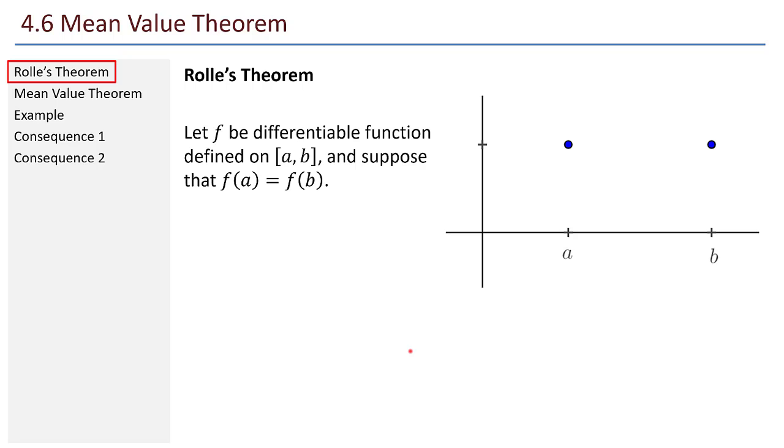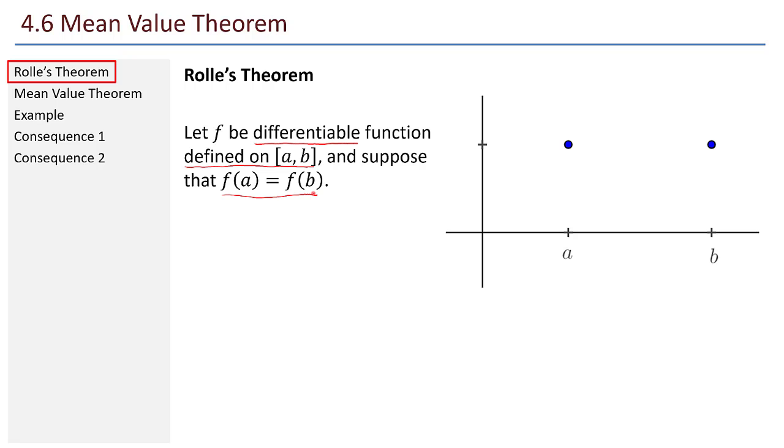Okay, so let's think carefully about what's going on. Let f be a differentiable function. So differentiable means nice and smooth. It's defined on the closed interval from a to b. So it's defined at a, it's defined at b, and it's defined everywhere in between. And suppose that f of a equals f of b. So the y value at a is the same as the y value at b.